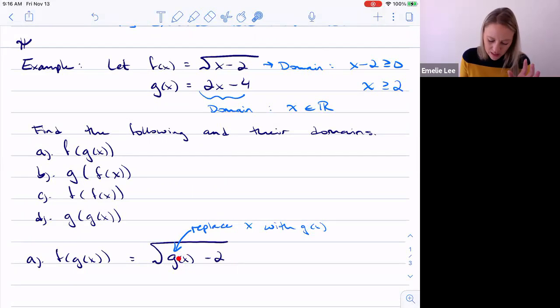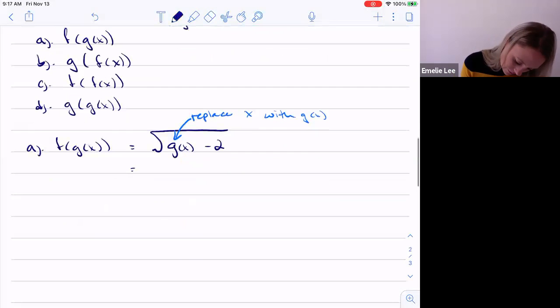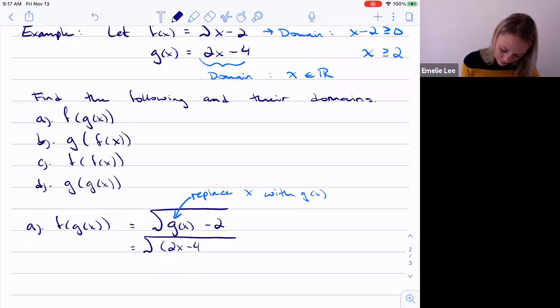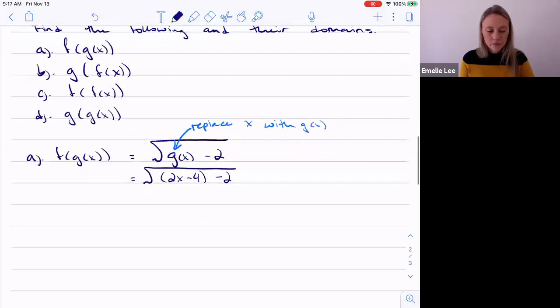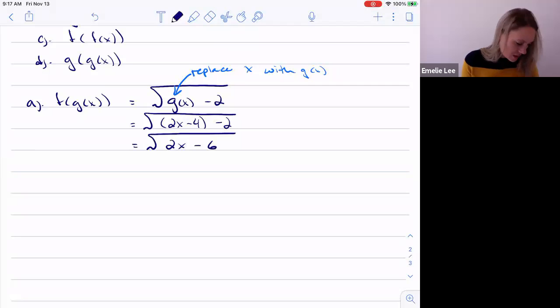Being careful that g of x stays as one thing, right? I can replace it with 2x minus 4. Not that important here, 2x minus 4 minus 2 is safe. But what if this was switched around, right? What if it was 2 minus g of x? Then you would have to pull this negative inside, right? So that's why I say you have to be careful and treat g of x as one thing. So here, we've got the root, and I like to put brackets around just to play it safe, 2x minus 4 minus 2. Okay, so I've got the root of 2x minus 4 minus 2, putting me at the root of 2x minus 6.